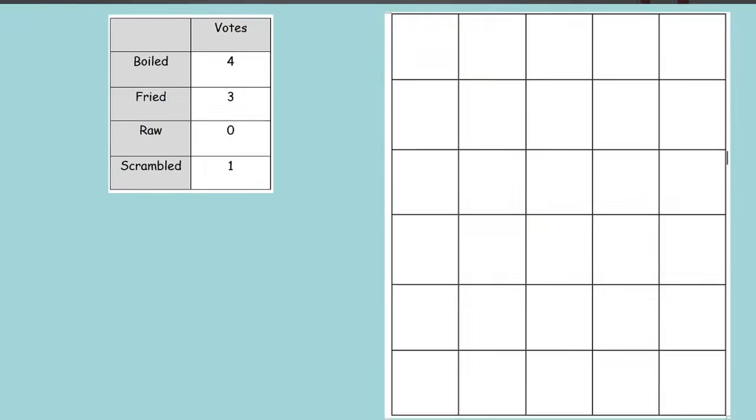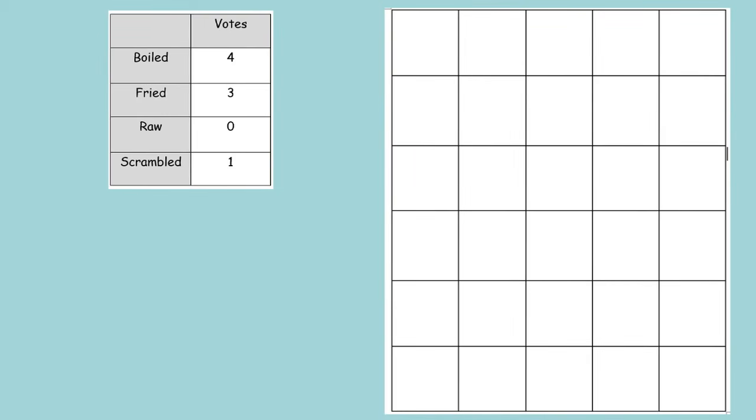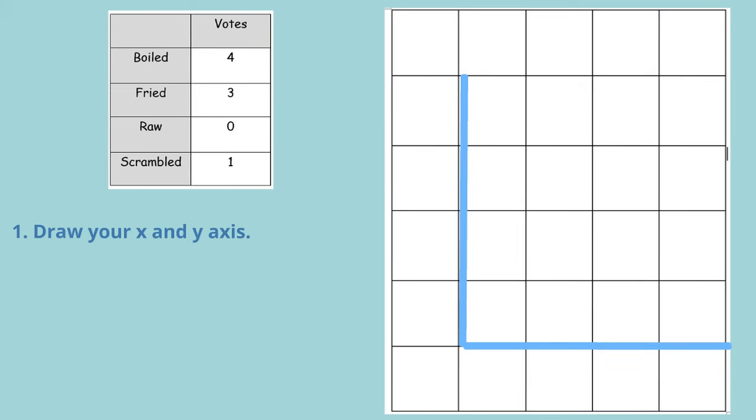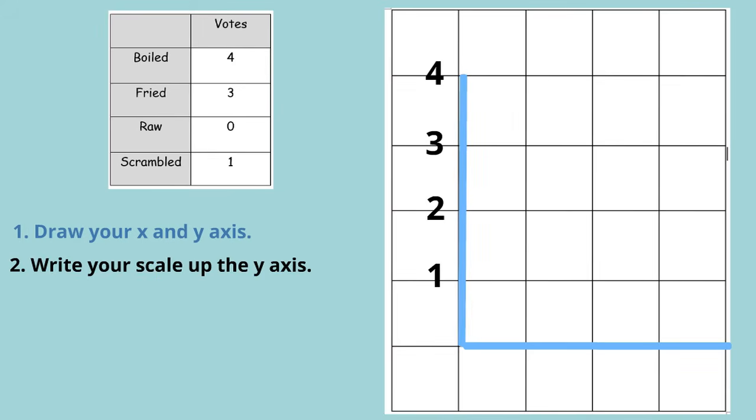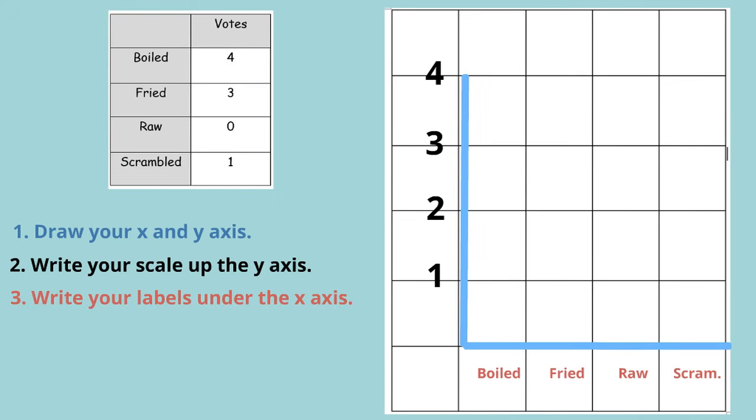First up, you need some data. Without data, you can't draw anything. When you've got that, the first thing you want to do is draw your X and Y axis onto your paper. Make sure your lines are nice and straight. Second step, take a look at your data and write your number scale up the y-axis. Step number 3, write your labels under the x-axis.